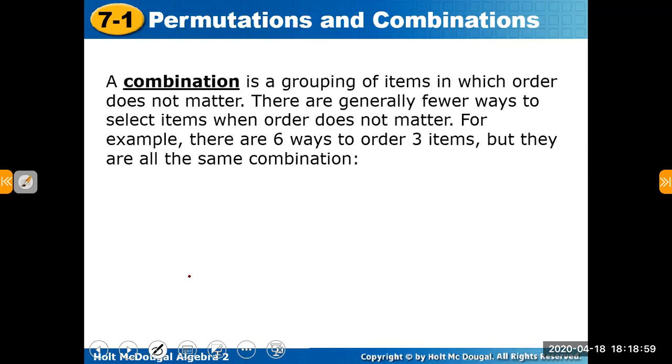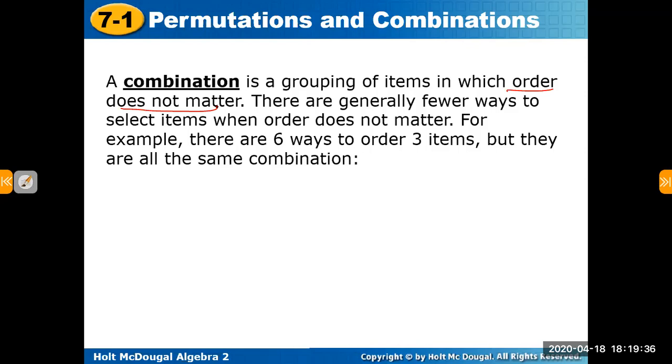Coming to the topic of combination, a combination is a grouping of items in which order does not matter. There are generally fewer ways to select items when order does not matter. For example, there are 6 ways to order 3 items. So if you have 3 items, you have 6 ways to order them if the order is important.